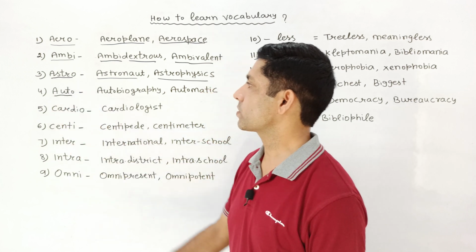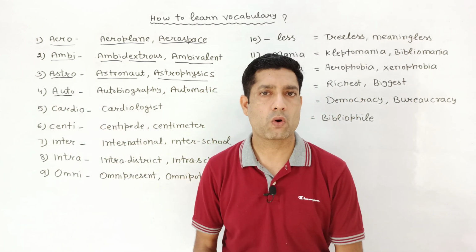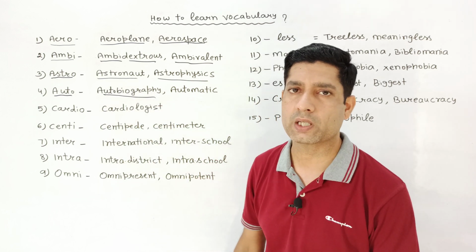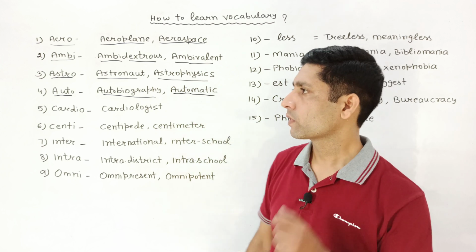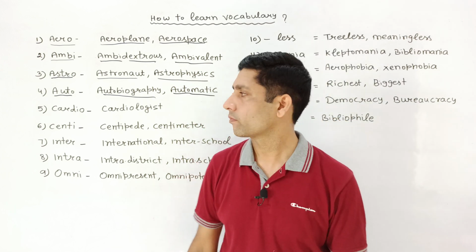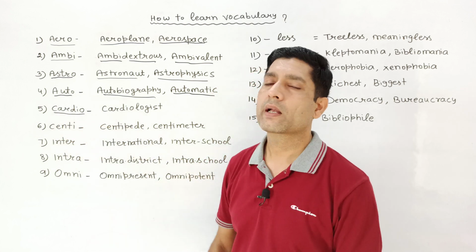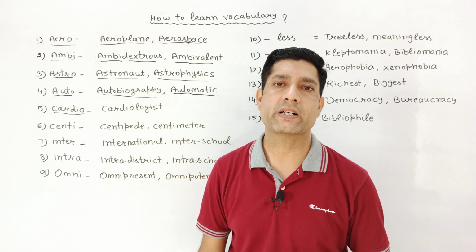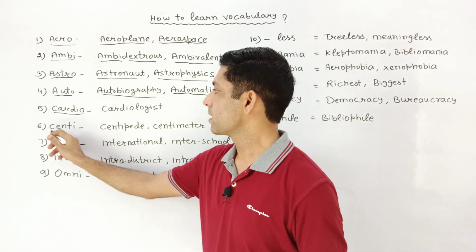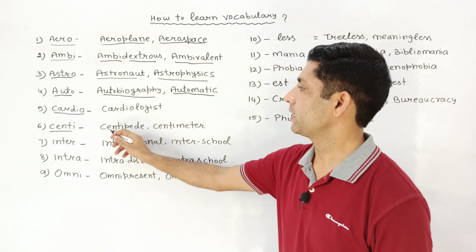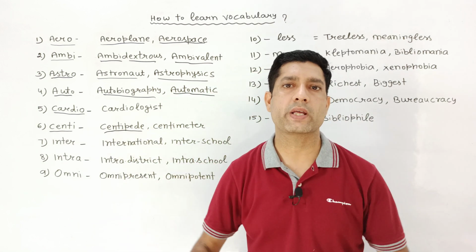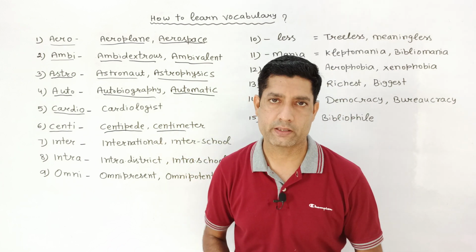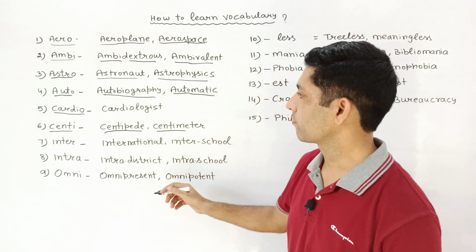Next, auto. It's auto, by yourself, itself or yourself. Autobiography, life story of a person written by himself, यानी कि आत्मकथा. Automatic, without a person's involvement. Cardio means connected with the heart. Cardiologist, a doctor who treats and studies heart diseases. Centi means 100. Centipede, a creature with long body and many legs. And centimeter, a measuring unit of length, centigram, centimeter.